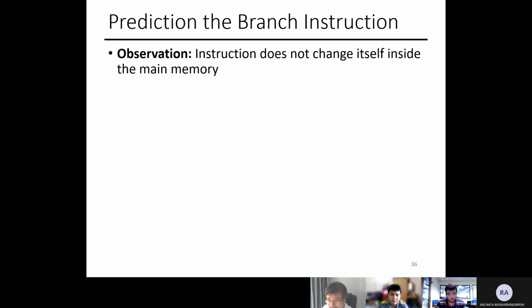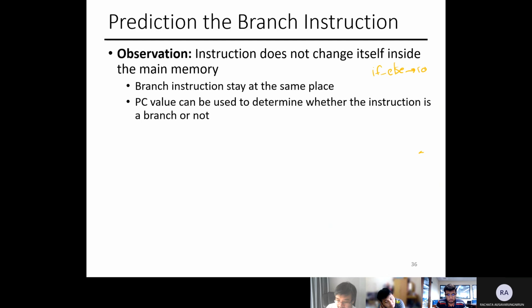Most of the time, if you have an if else on, say, line number 10, the next time you are looping or calling this function, where's the line for that if else? It's going to be line number 10. It's static information. So branch instructions stay in the same place, so you can use the PC to predict if that's a branch or not, because it's the same PC value that would map to a branch, right?